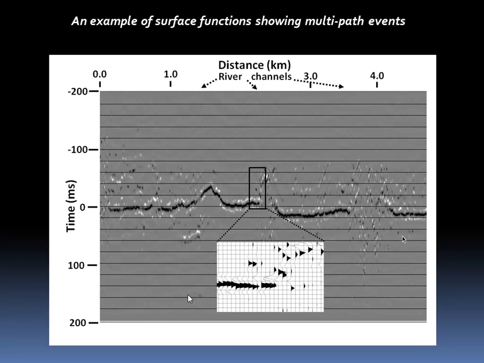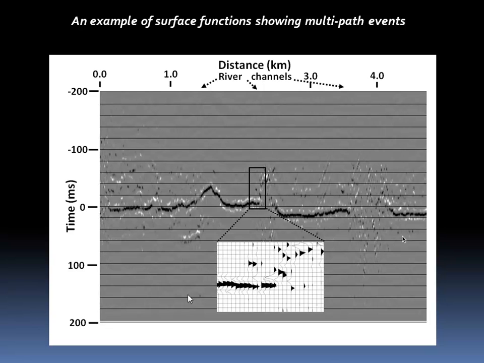This is a set of the surface functions that we generate for one of the common angle panels, and I want to draw your attention to this zone here. You can see the obvious functions for one river channel. This is for another, and this is for that one on the extreme right. You notice these surface functions don't look very good. For this particular common angle panel, you don't get a lot of information from these. So you're relying on information from other common angle panels to help you fill in.